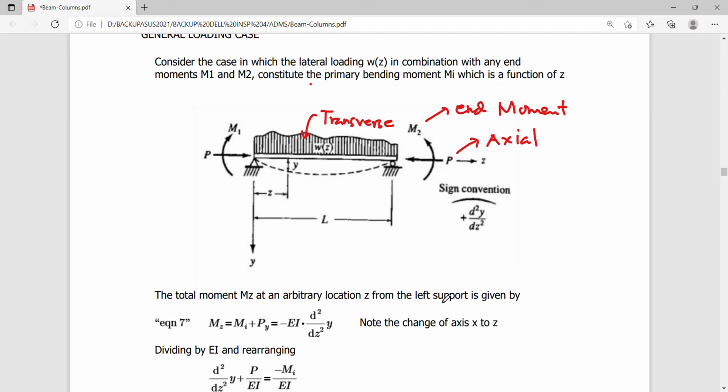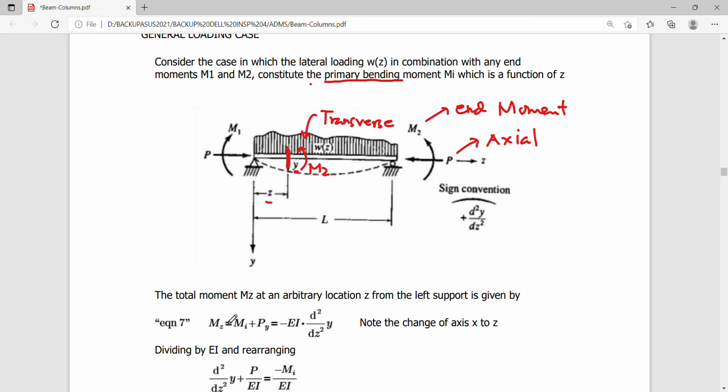So the total moment Mz at a certain section from the left support, a distance of z, is actually occurring at this juncture, wherein the moment Mz is simply the sum of the initial moment, which is the primary bending moment, plus the secondary moment induced from the mere fact that there exists an initial deflection of the beam at this particular section, a distance of y.